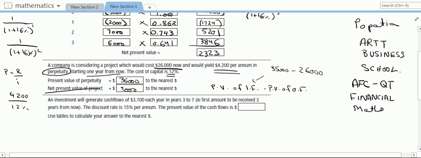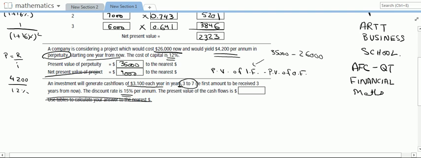It says an investment will generate cash flows of 3,100 each year in years 3 to 7. That is, first amount to be received 3 years from now. The discount rate is 15%. The present value of the cash flows, using table to calculate your answer to the nearest dollars. Now if we do not use our table, we can still calculate our answer. By table, it refers to the annuity discounting table.